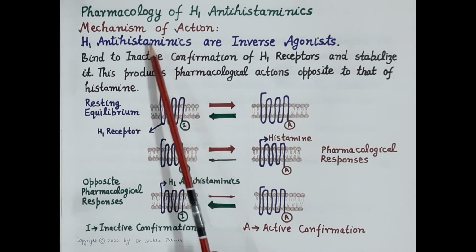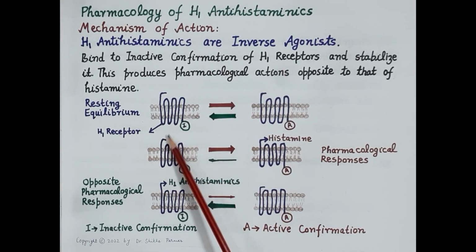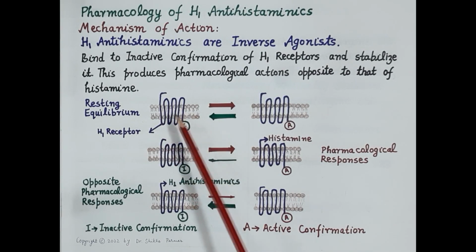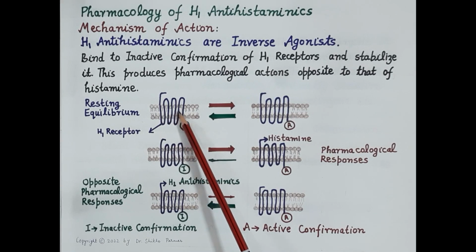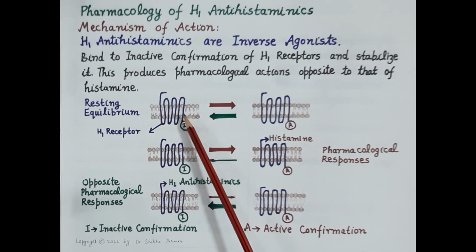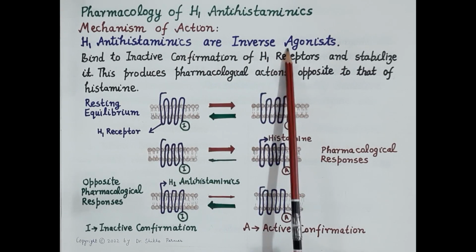Now, let's discuss the mechanism of action of H1 antihistaminics. Now, H1 receptors are G protein coupled receptors. Now look at this figure. This is the H1 receptor. It is a 7 transmembrane G protein coupled receptor. This is 1, 2, 3, 4, 5, 6, 7. So it is a 7 transmembrane G protein coupled receptor. Now H1 antihistaminics are inverse agonists.